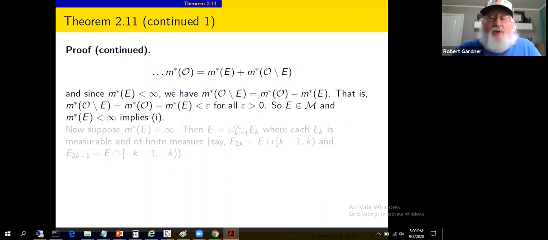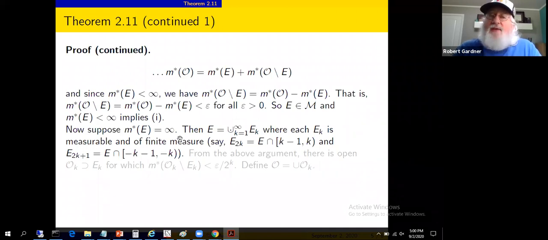So now we need to do the same thing, but in the case that the outer measure of E is infinite. What we're going to do is take E now and cut it into a countable number of little finite measure sets, and then apply this previous result to each of those. So take E, write it as a countable disjoint union of little e sub k's, where each of the e sub k's are measurable and of finite measure. One way to do that is given here.